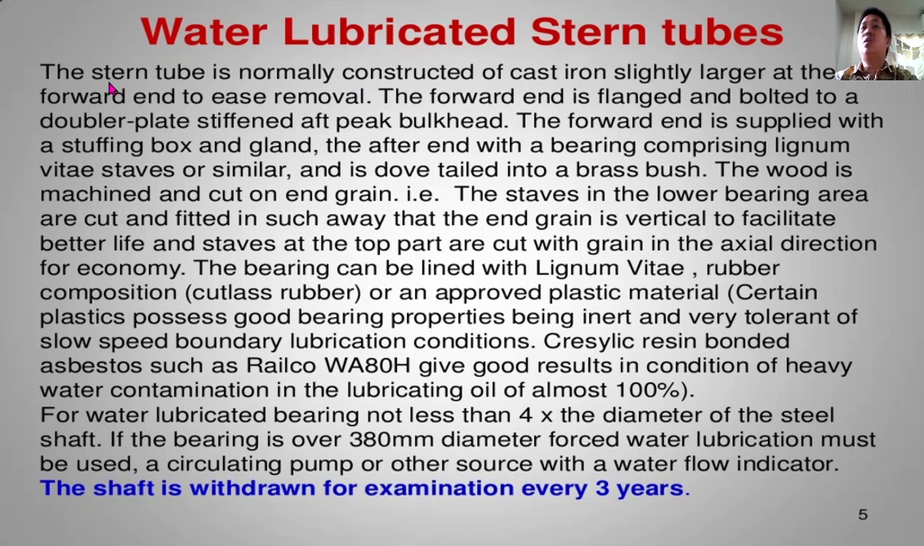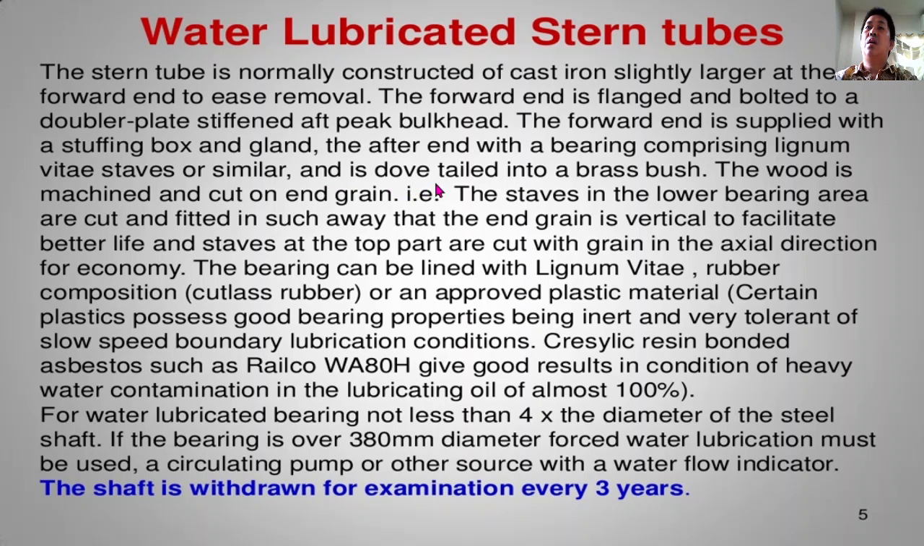The stern tube is normally constructed of cast iron or iron. It's slightly larger at the forward end for ease of removal. The forward end is flanged and bolted to tubular plates fitting the apex bulkhead. The forward end is supplied with the stuffing box and gland. The after end has the bearing comprising lignum vitae staves or similar.